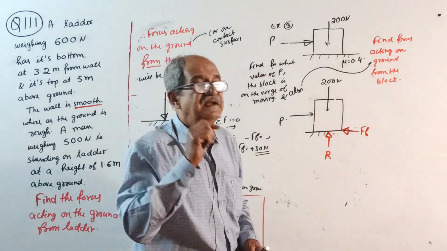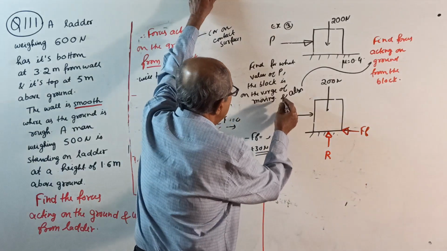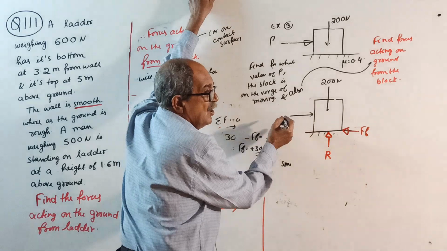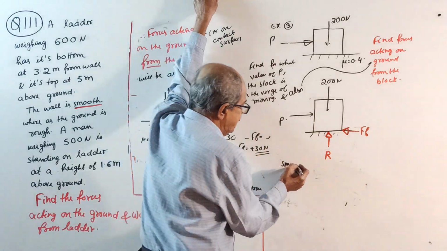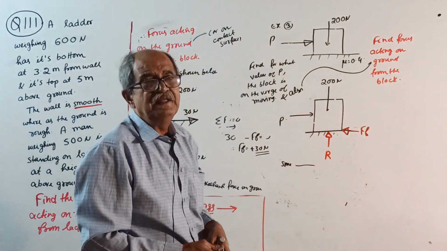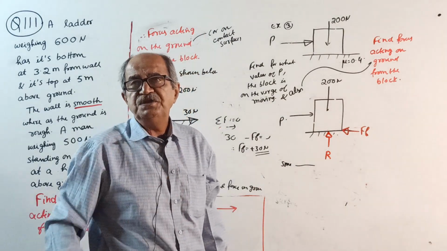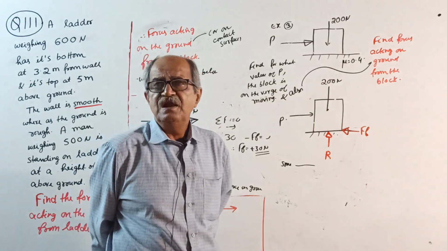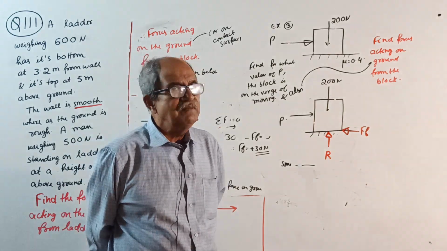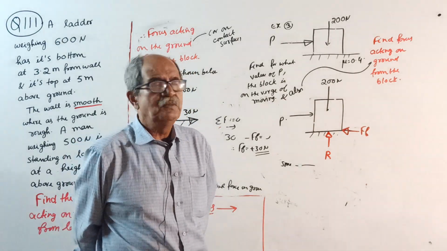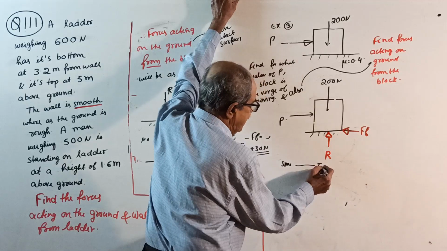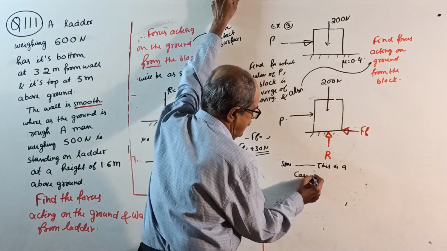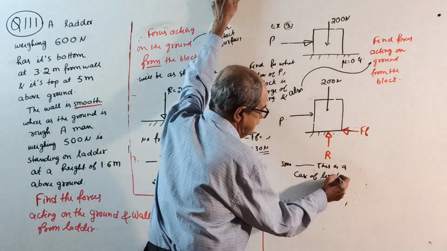Then write. Since we have to find the value of P for which the block is on the verge of moving, the question can be the least value of P or the minimum value of P required to move the block. This is a case of limiting friction, limiting static friction.